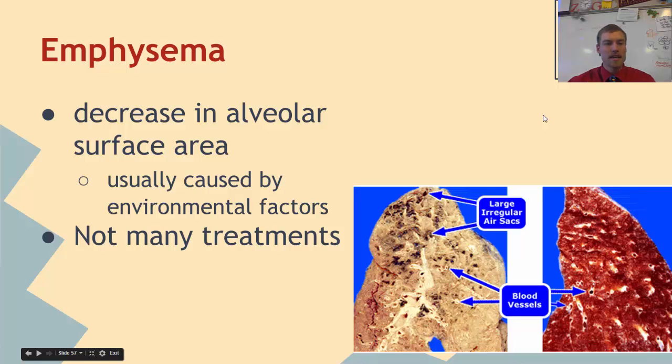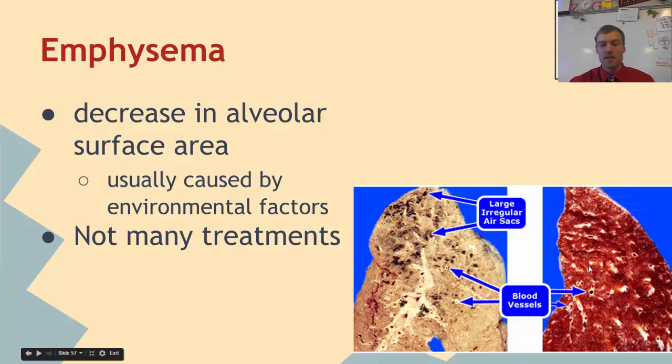The other one is emphysema. This is a decrease in alveolar surface area, which is obviously going to be bad because you want as much surface area as possible in order to facilitate oxygen exchange. Usually this is caused by environmental factors. It can be caused by maybe working in a mine and getting a lot of dust into your lungs. It can also be caused by smoking, things like that.